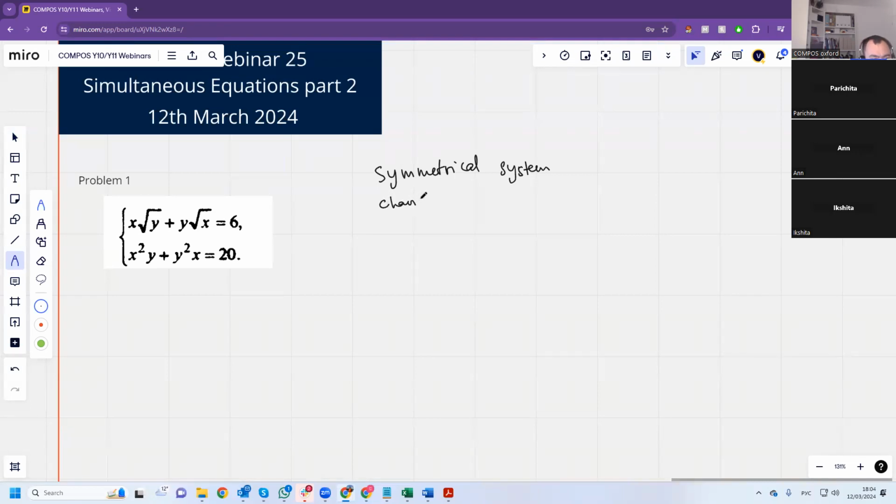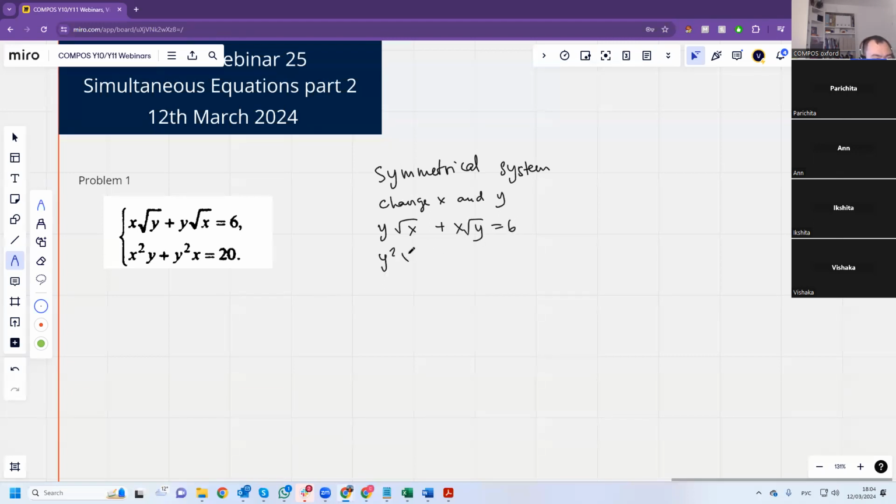Change x and y, and you get y square root x plus x square root y equals 6, and y squared x plus x squared y equals 20. It's the same thing. It's identical. Change x and y and you get an identical system.